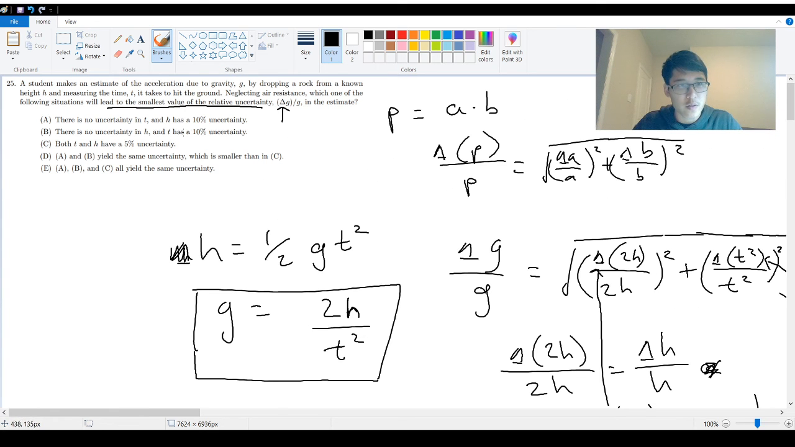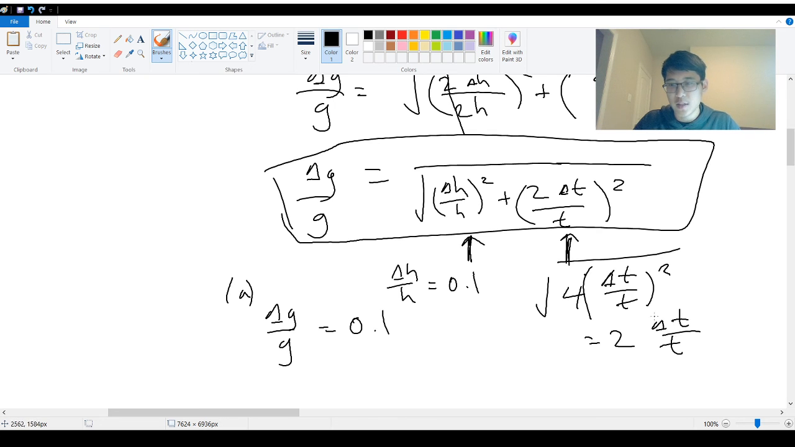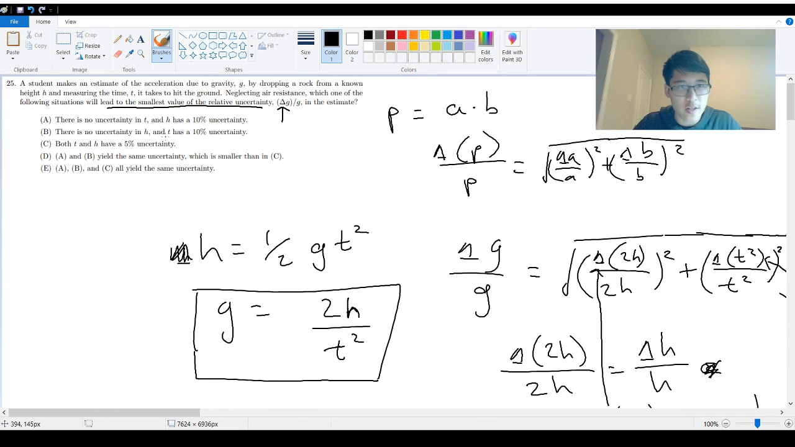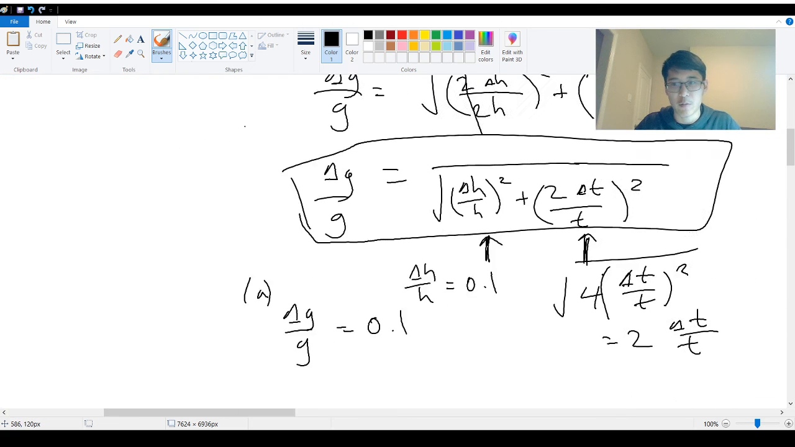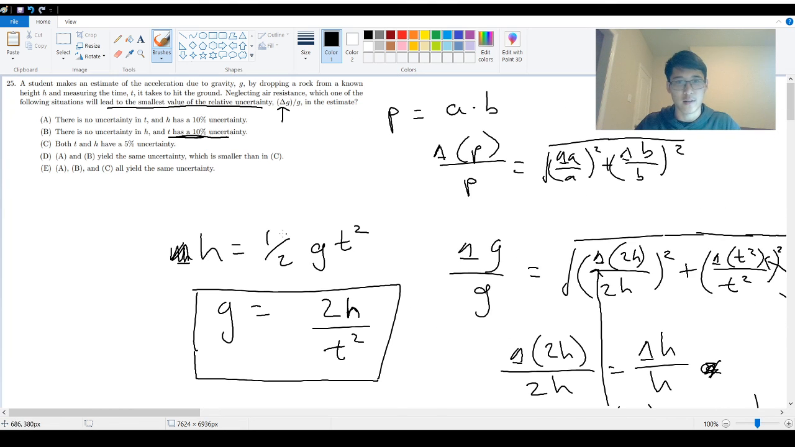And if we actually look at the other choices, if t has a 10% uncertainty, we have 0.1. So we have this thing is 4 times delta t over t squared, right? Square root of this, so that this is equal to 2 times delta t over t. So basically, if we have a 10% relative uncertainty in t, we're multiplying it by 2, so delta g over g is equal to 2 times 0.1, or 0.2. So this is actually a larger uncertainty than A. And it turns out that this has a higher uncertainty and that A is a better choice than answer choice B.